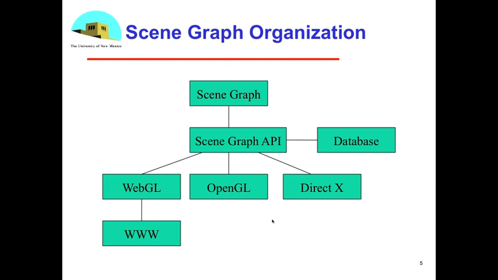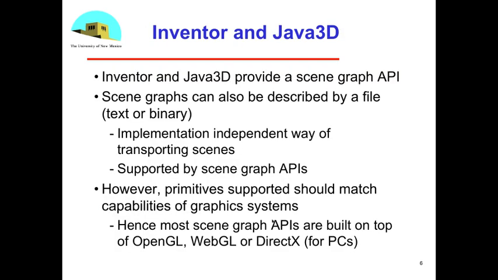So this is sort of a very rough model of what we're looking at. Okay, now historically, probably the two first ones that were of interest were Open Inventor and Java 3D, which had scene graphs built in. I don't know if there's anybody still out there using Inventor. There's an Inventor book within the OpenGL library.